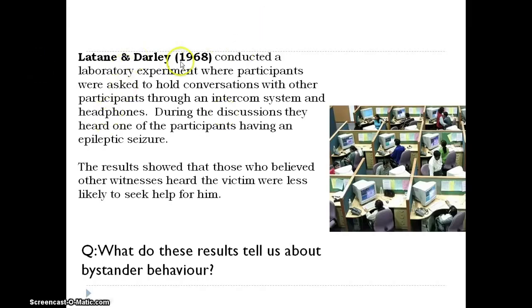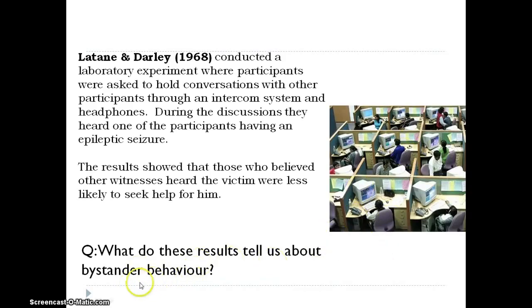For example, in Latane and Darley's study, participants were asked to communicate with people via headphones at different desks, and one person faked an epileptic seizure and collapsed. What they found was that if participants believed some of the other people she was talking to had heard the victim collapsing but weren't going to help, they wouldn't decide to go and help. If they felt the people on the headphones hadn't realised that this person had collapsed, then they would go and help.